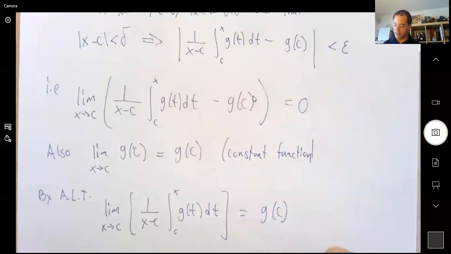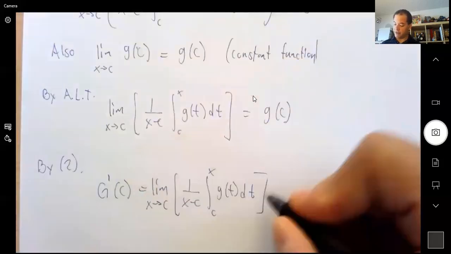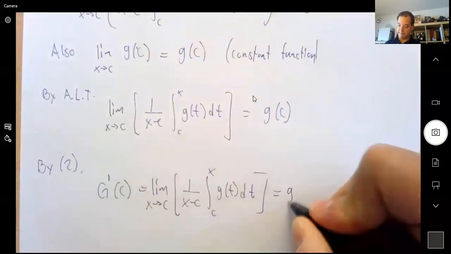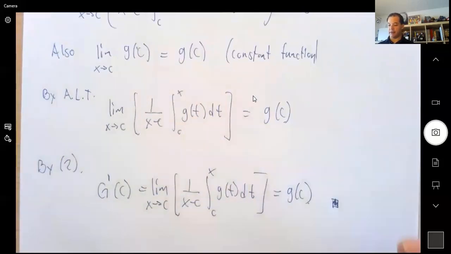And so by identity two, we just proved this limit exists. And not only does this limit exist, it equals g of c. And that's the end, right?